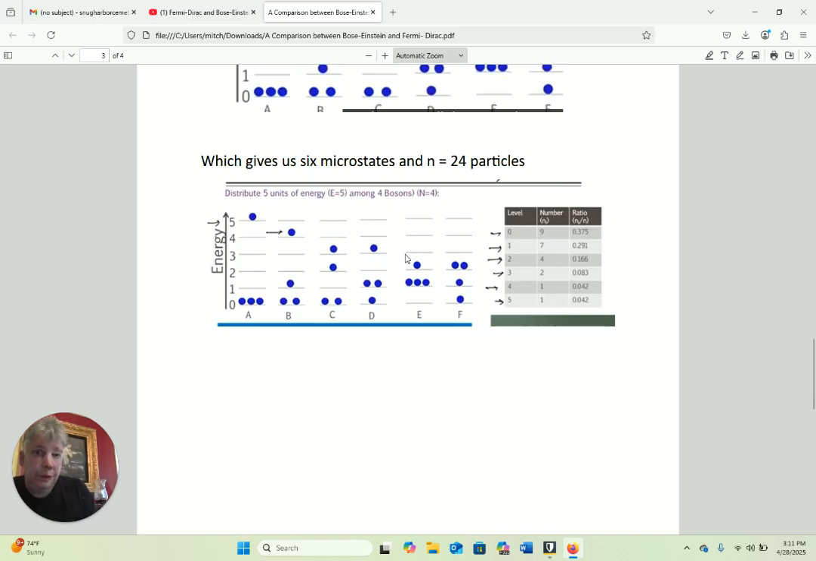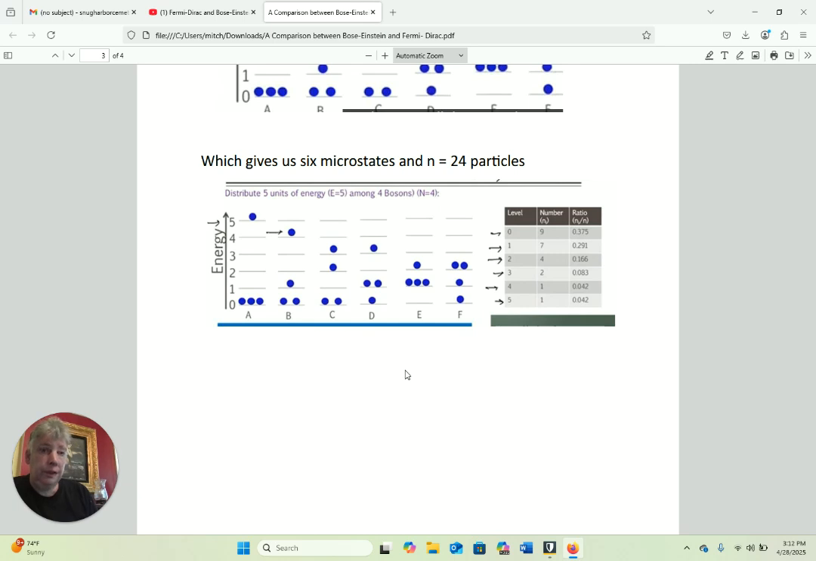And then finally, as we get higher up, we get less. But like in the third excited state, we've got 2. And then in the fourth, we've got 1. And then in the fifth, we've got 1 there. So if we add these up, we've got N equals 24 particles, just as we stated.